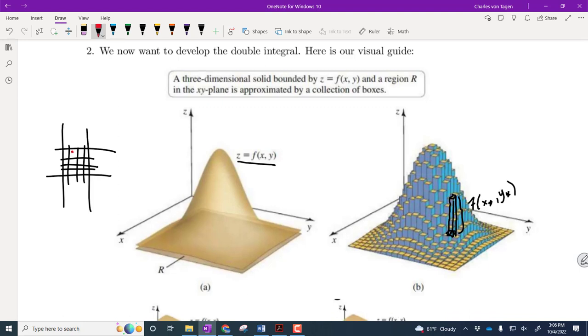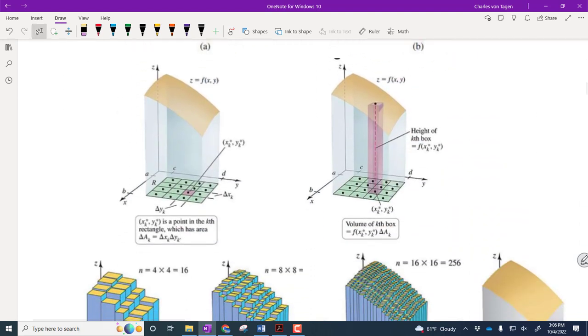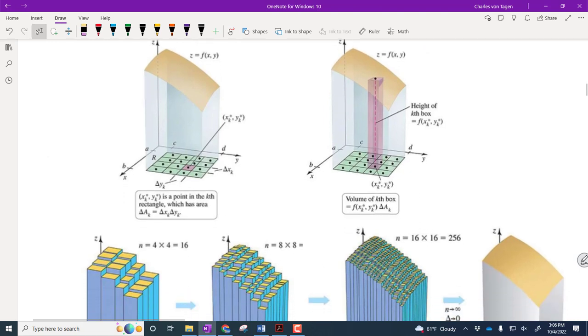Great question. Oh, it was too far zoomed in. Everything we need is right here. Sorry, folks, I was too far zoomed in.